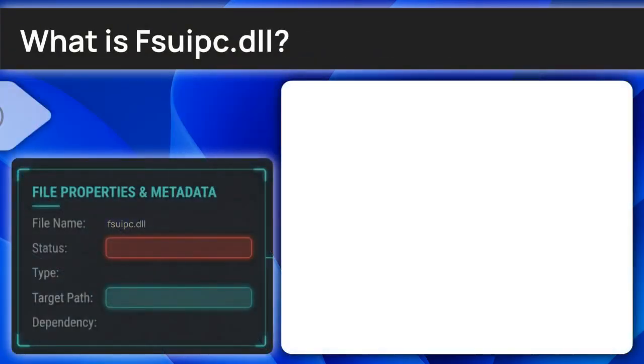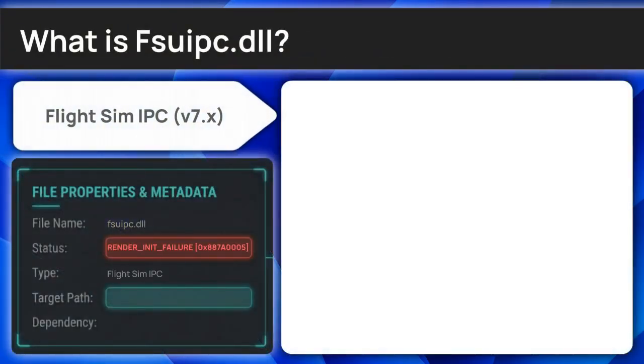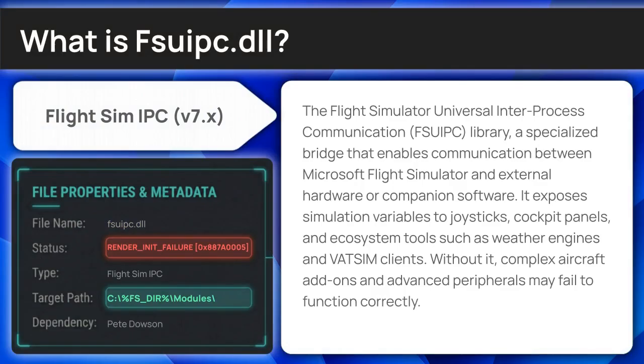This is the Fsuipc Flight Simulator Module, the Flight Simulator Universal Inter-Process Communication Fsuipc library, a specialized bridge that enables communication between Microsoft Flight Simulator and external hardware or companion software. It exposes simulation variables to joysticks, cockpit panels, and ecosystem tools such as weather engines and VATSIM clients. Without it, complex aircraft add-ons and advanced peripherals may fail to function correctly.